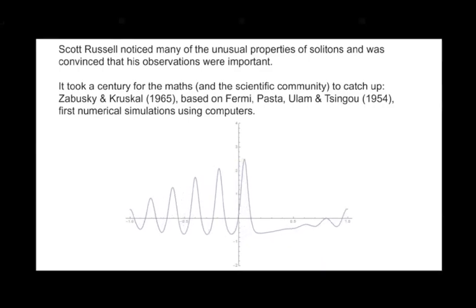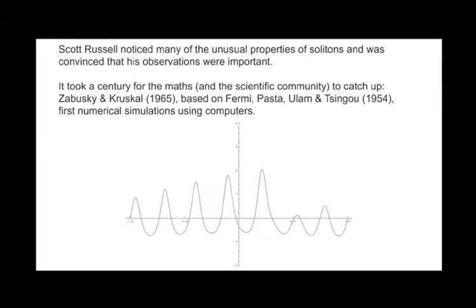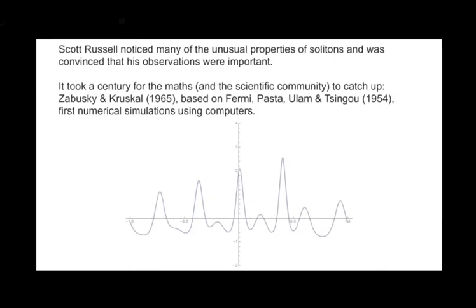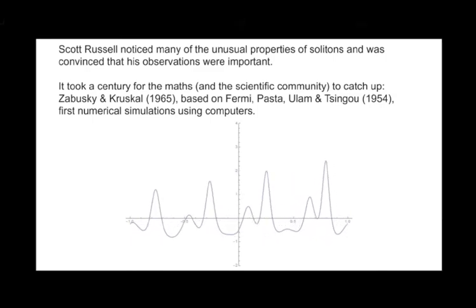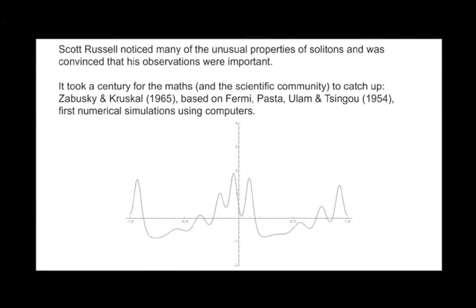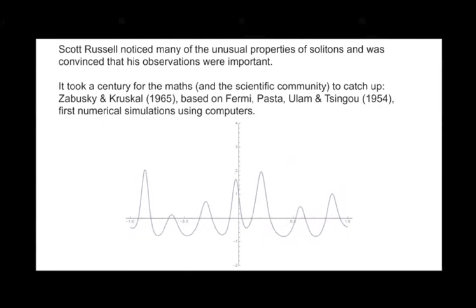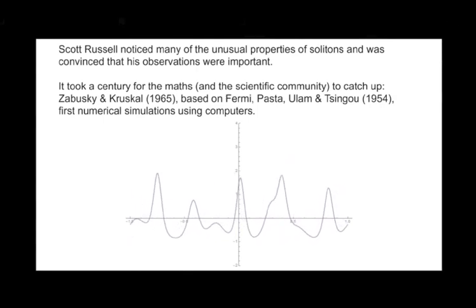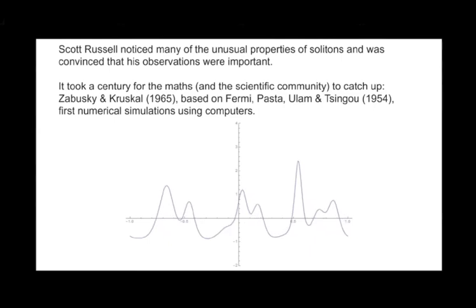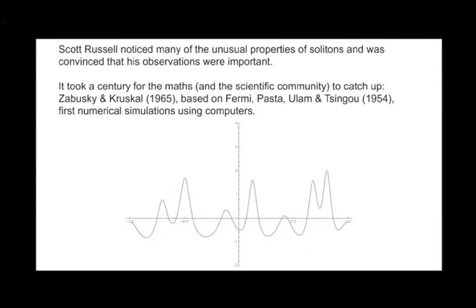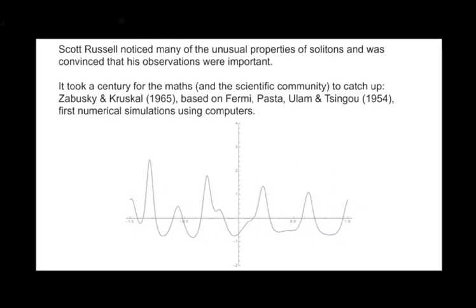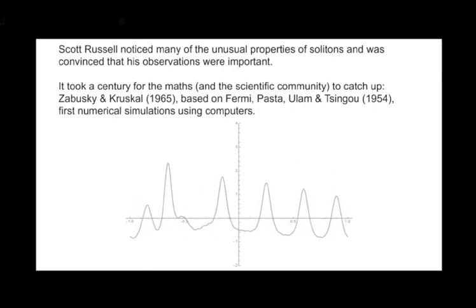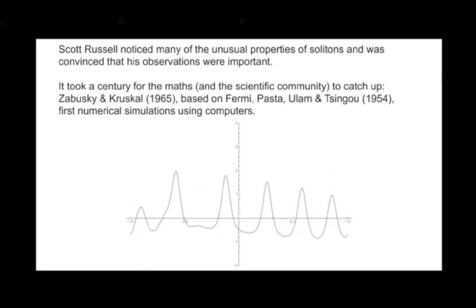Now finally, when the scientists took this equation calculation to the computer, the graph emerged like this, where the solitons are taking the place of each other, you can see. So this is the working model on which Scott Russell noticed many of the unusual properties of solitons, and we carry this observation forward to today's date.